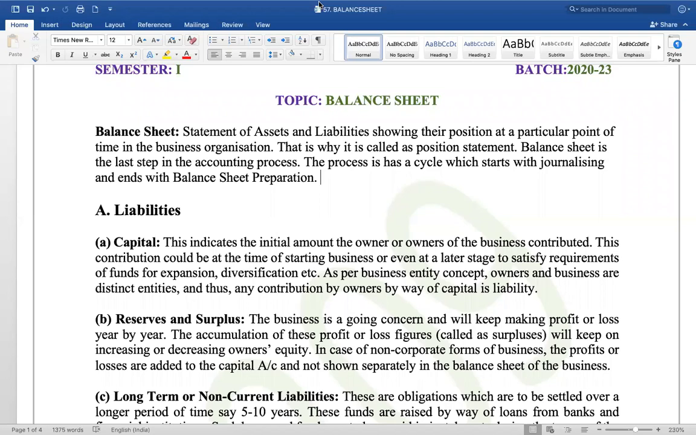Now, this is the last step of your accounting process. The accounting process is a cycle. It starts with journalizing and ends with balance sheet preparation. What is accounting? It is a process of recording. Where do you record? You record in the journal. And the definition goes on explaining and finally ends with summarizing. Where do you summarize? The summarization process starts with your trial balance. The next step of summarization is the trading and profit and loss account. Finally, balance sheet preparation.